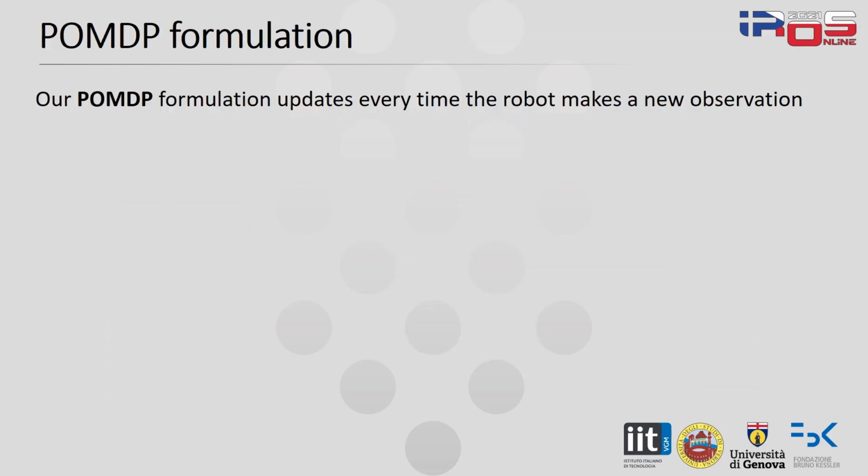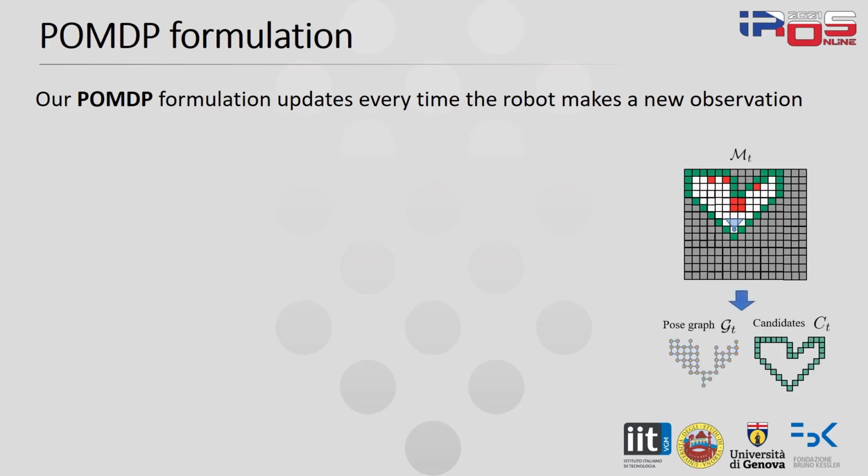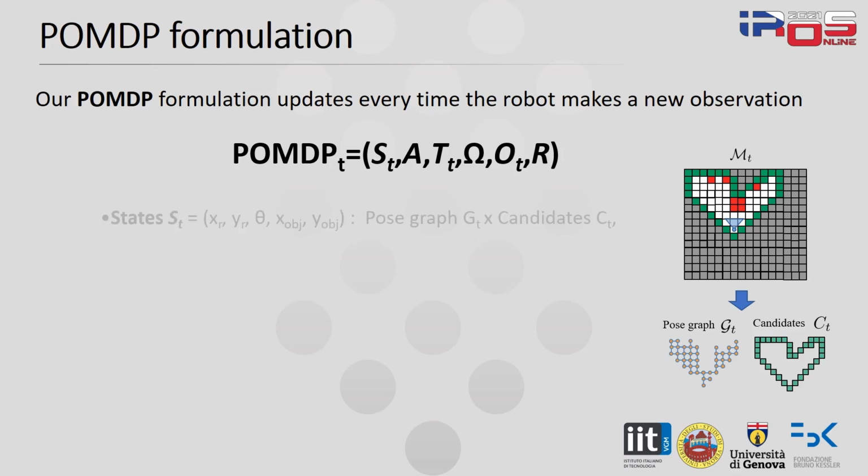Our POMDP formulation is dynamic and updates every time the agent makes a new observation. From the environment map, we extract the pose graph G_T and the candidates C_T. The pose graph indicates all the possible locations where the robot can move and the action needed to go from one to another. The candidates C_T are the possible locations where the target object could be placed. The POMDP at time t is defined as follows. The set of states of the system is all the possible combinations between the position where the robot can be and all the possible candidate locations.